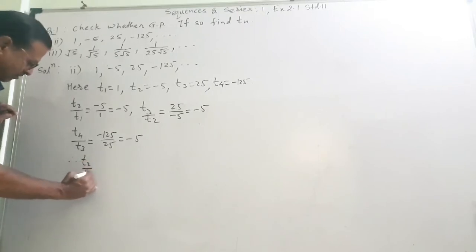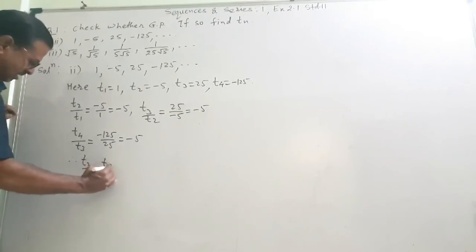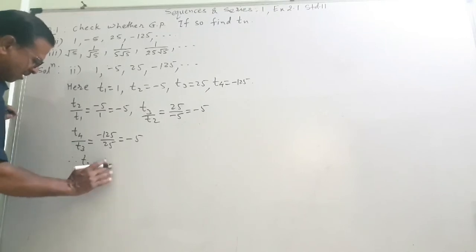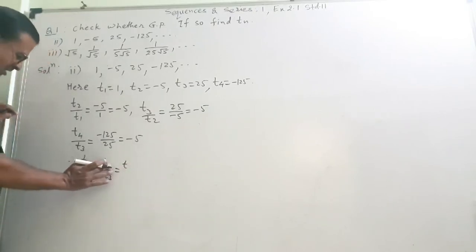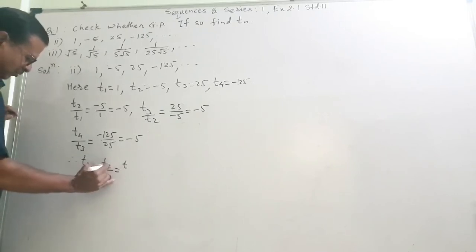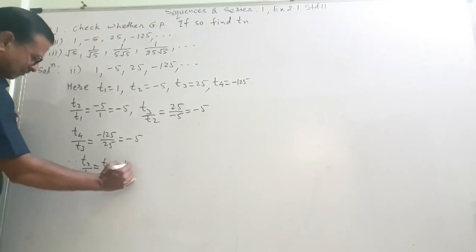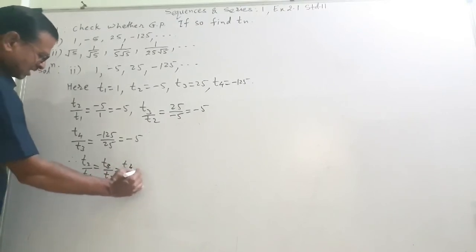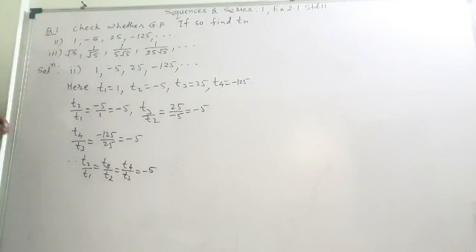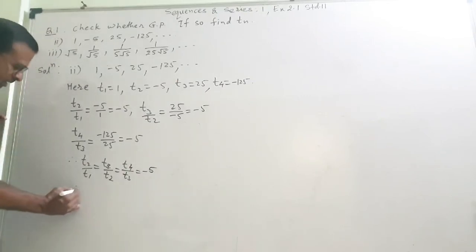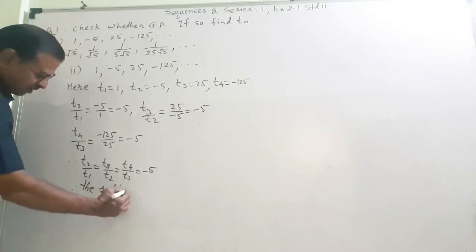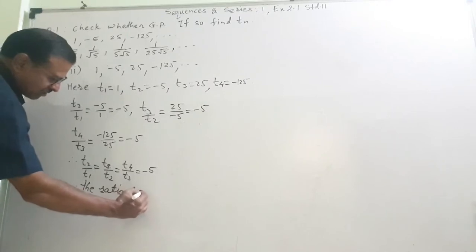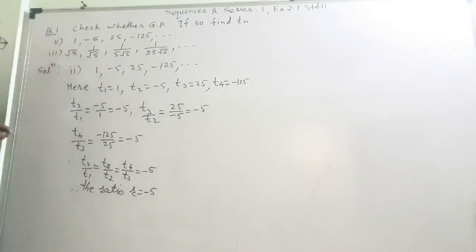Therefore, T2 upon T1 is equal to T3 upon T2, then T4 upon T3, and that is all minus 5. Therefore, the ratio R is equal to minus 5, which is constant.